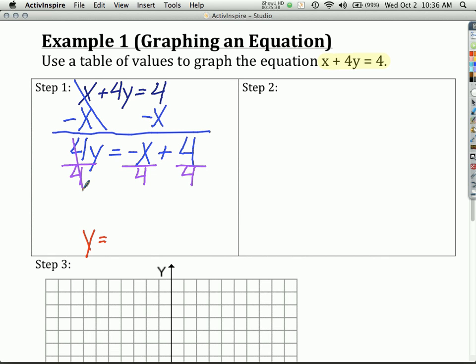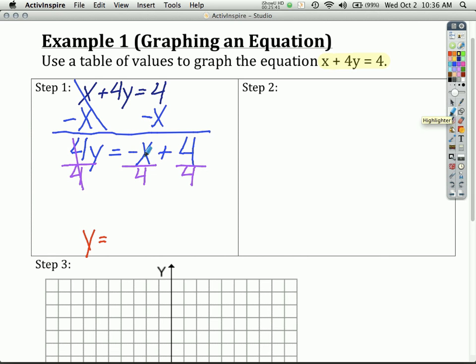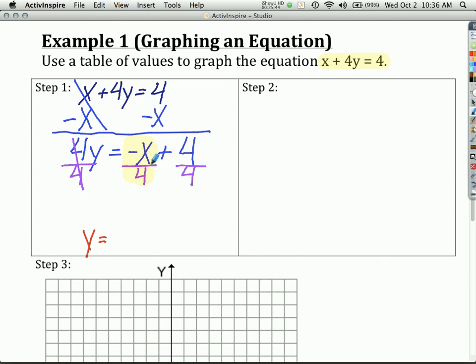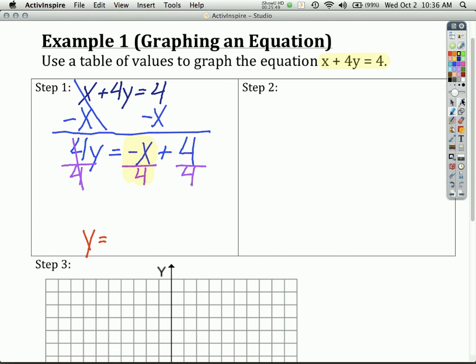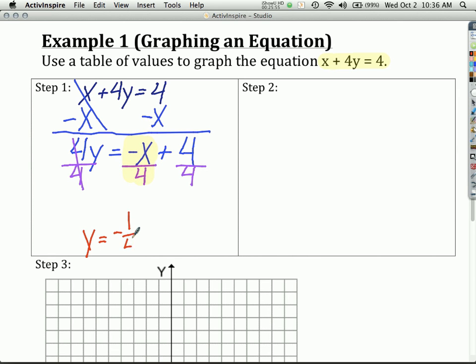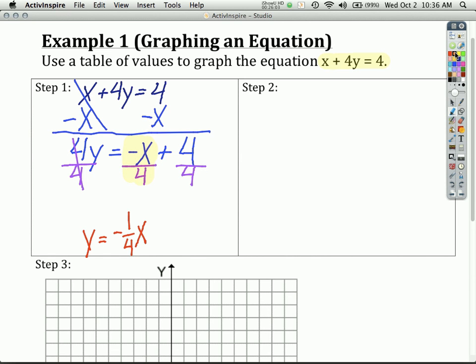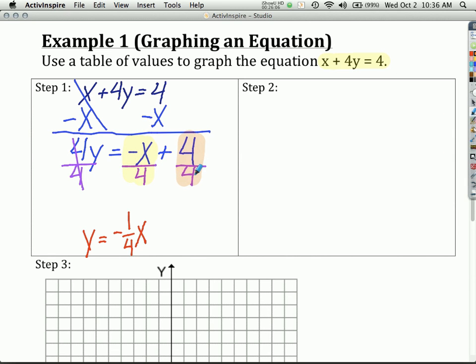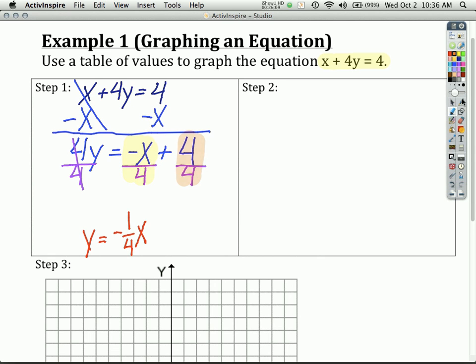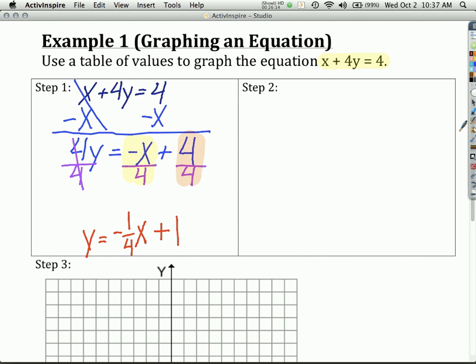So how can I write this in a really effective way? What does that really become? Zabari? Y equals negative 1/4 x. Just stop there. Negative 1/4 x. That's really what that means. What about the last part? This part right here. What does that become? Tristan? Plus 1. So we have it in function form now. Y equals negative 1/4 x plus 1.